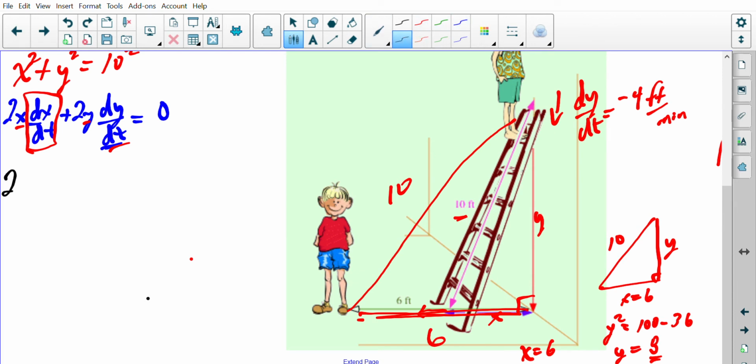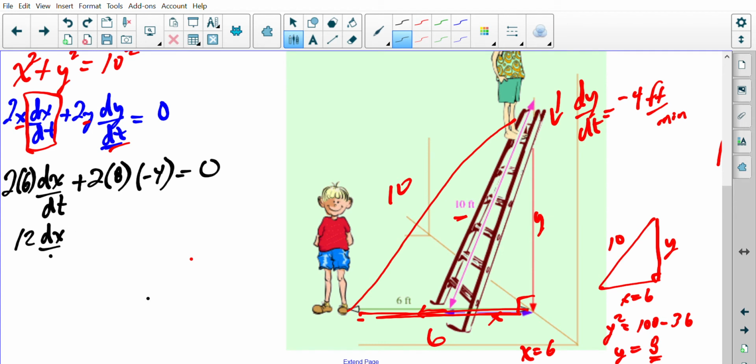So you've got to keep track. You've got to make sure your diagrams are well labeled, so you know which side's x, which one's y. That's really important. 2 times x, which is 6 at this instant, dx/dt is our unknown. Plus 2 times y, which is 8 at this particular instant, times dy/dt, which is negative 4, and that will equal 0. This is going to give us negative 64, and this will be 12.